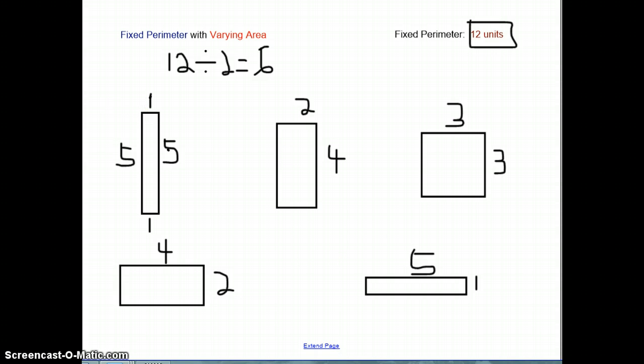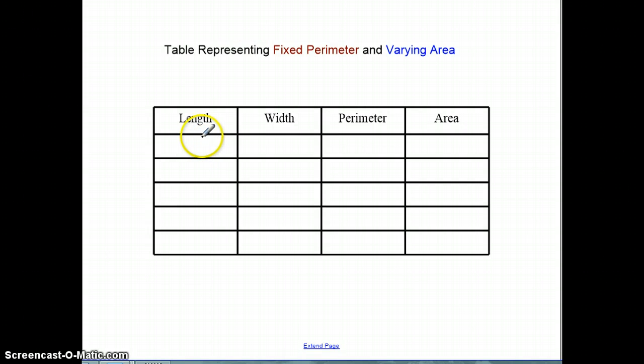All right. What I want you to do is to record this on the table here. So we already have the length of the first one. It's a 1, and I believe it's 5. All right, 1 plus 5 is, I'm sorry, the perimeter is going to be 12. And then the area is going to be 5 times 1, which is 5.